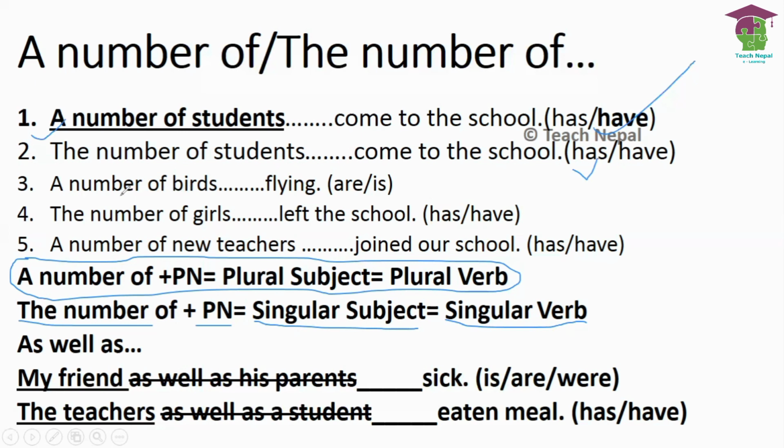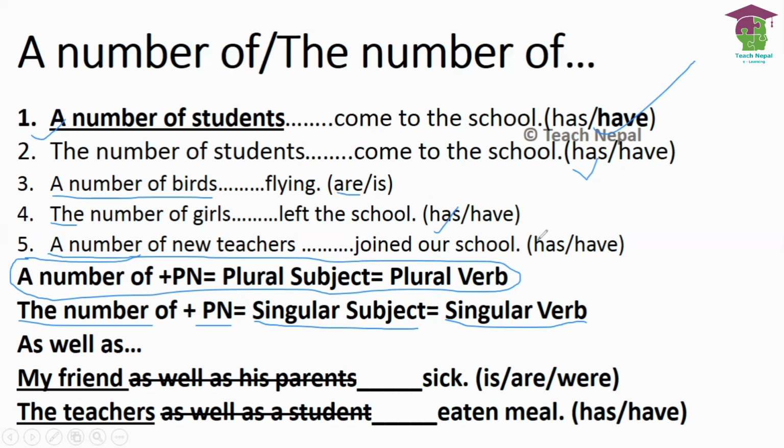Number 3: a number of birds. Once "a number of" comes, it is a plural subject. A number of birds is a plural subject, so "are" is the plural verb here. We have to use are. Number 4: the number of girls that left the school. With "the number of", the subject becomes singular, so we have to use the singular verb there, has. Next, a number of new teachers.